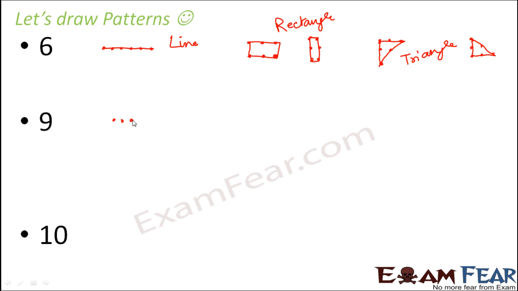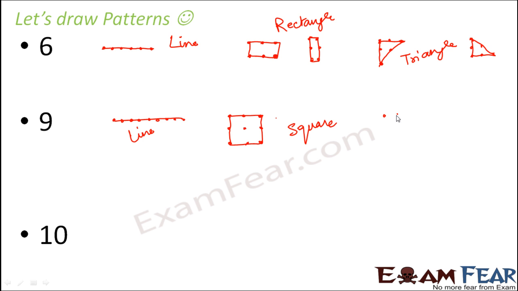What about 9? Now with 9, as usual, you can make a line definitely. Can you make a rectangle with 9? Not really. Because if you place 4 points in a line, then you will not be able to make 3 lines or 2 lines because you will have 1 point extra. So you can only have a square with 9. So if you place the points like this, you get a square. So square is one option and line is another option.